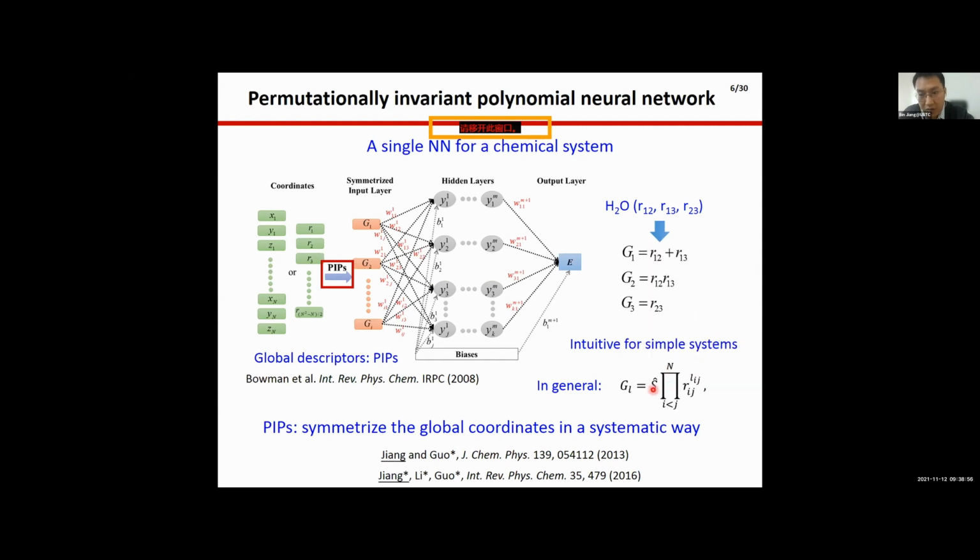So you just act your symmetry operator on a different set of bond distances, and you will have the PIPs, and it provides a general way to symmetrize the global coordinates. And it's very intuitive for simple systems. For example, for water, you just need to consider the sum and the product of the two OH bonds, and you have the full symmetry of the system.